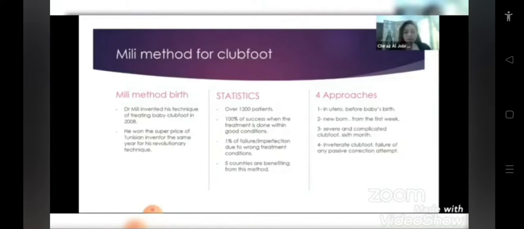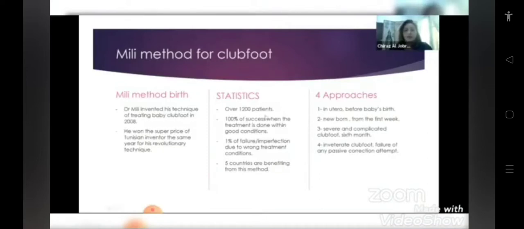Let's have some statistics. The patient benefits of the Mili technique are over 1,200 patients, 100% success when the treatment is done within good conditions, and only 1% failure, or let's say imperfection, due to wrong treatment conditions. Only 5 countries in the world are benefiting from this method: Tunisia, Algeria, Morocco, Libya, and Italy.